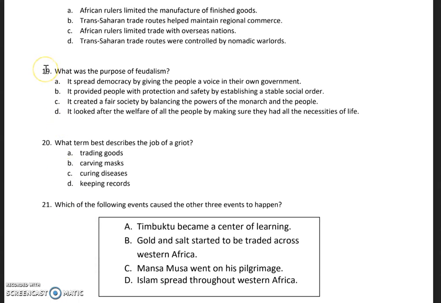Number 19. What was the purpose of feudalism? A. It spread democracy by giving the people a voice in their own government. B. It provided people with protection and safety by establishing a stable social order. C. It created a fair society by balancing the powers of the monarch and the people. D. It looked after the welfare of all the people by making sure they had all the necessities of life.